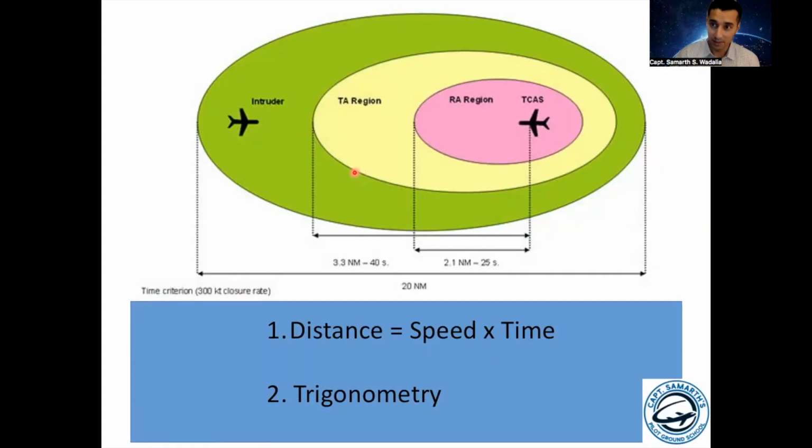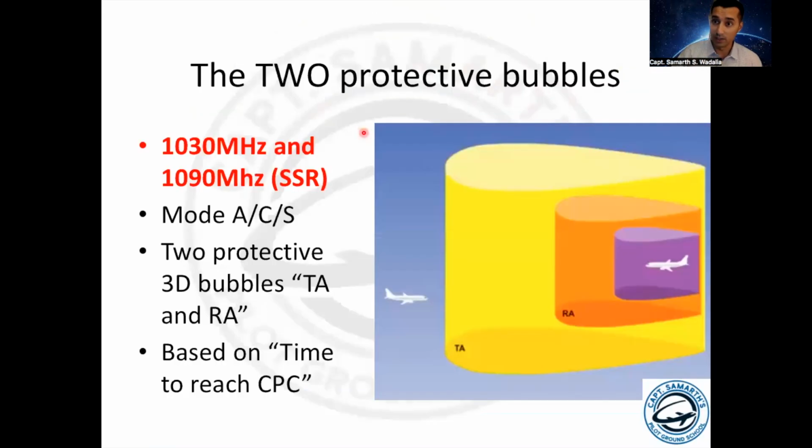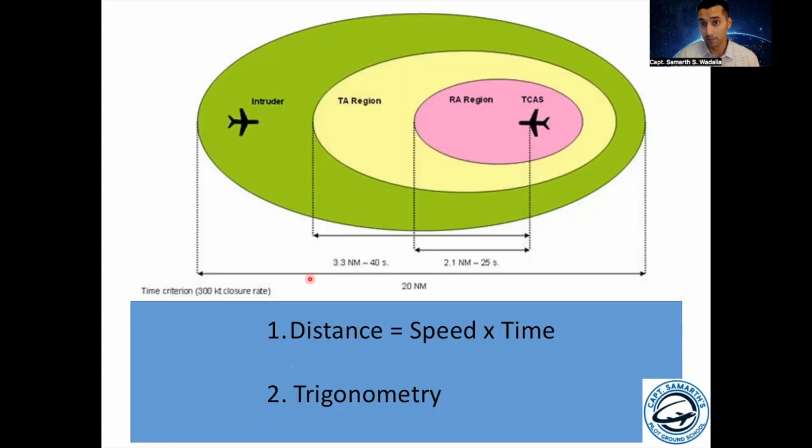As we've already discussed, captains, the traffic advisory and the resolution advisory bubbles on your aircraft are not distance related, they are time related. As we saw in the last slide, based on time to reach CPC, or closest point of contact, right? So let's assume this is your aircraft, and let's assume this is an intruder aircraft. And your aircraft obviously has got a TA bubble around it and an RA bubble around it. I want you to pay close attention to the labeling of these bubbles.